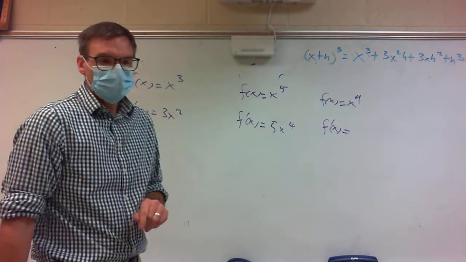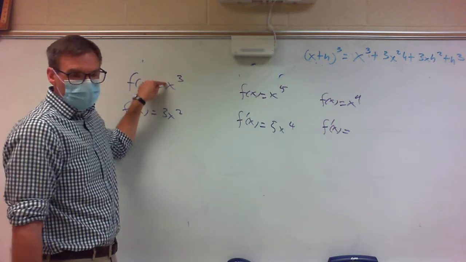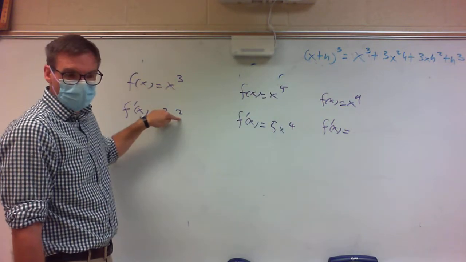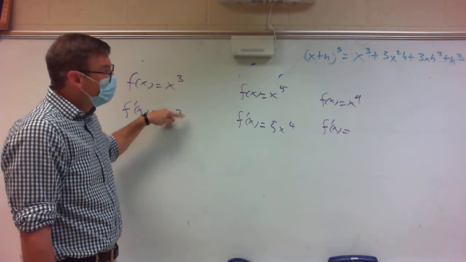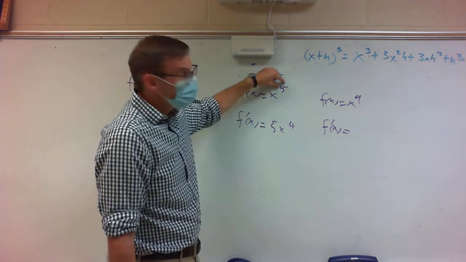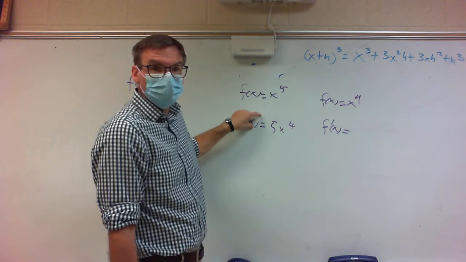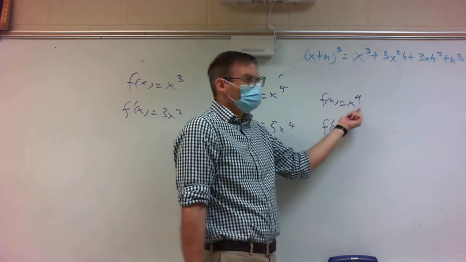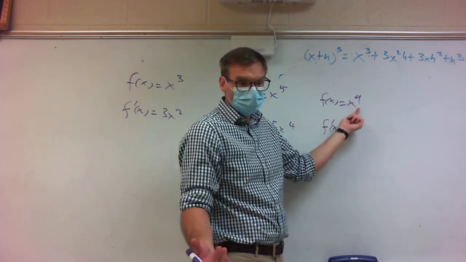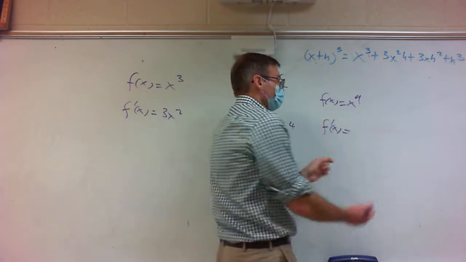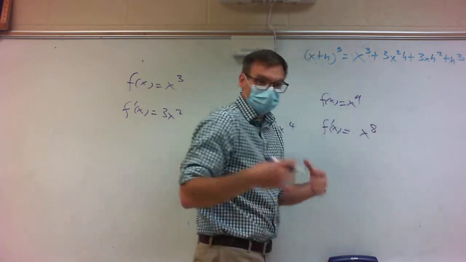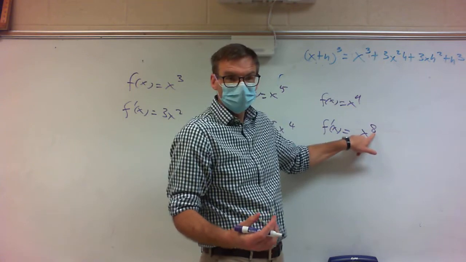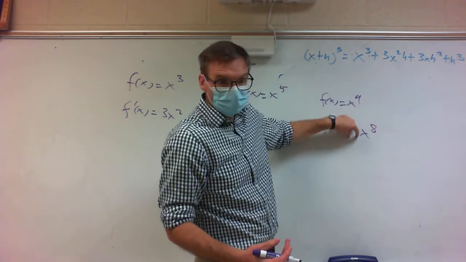Things that we noticed. One, every time we take the derivative, the exponent goes down by 1. Right? And number 2, whatever the exponent is comes down in front. So if I've got x to the ninth and I want to take the derivative of it, I'm going to have an x to the eighth, because when we take the derivative, the exponent goes down 1, and then whatever the exponent is goes down in front.